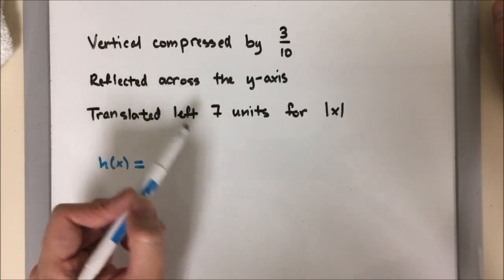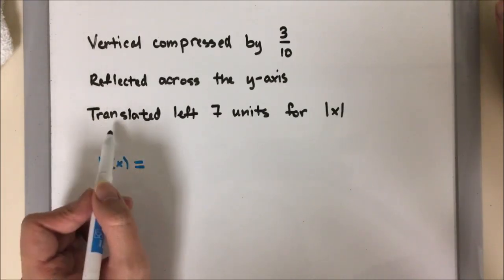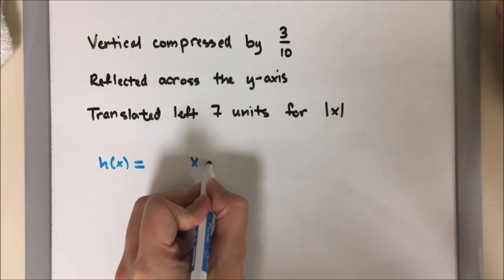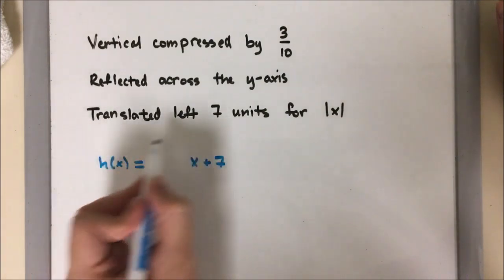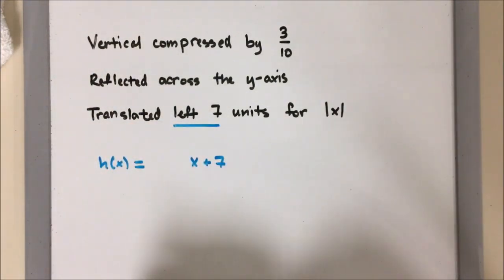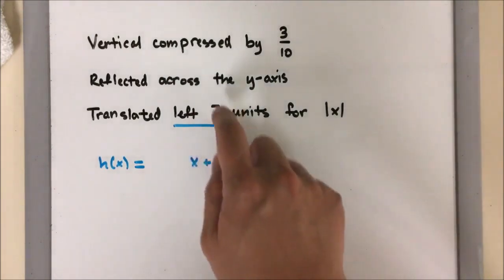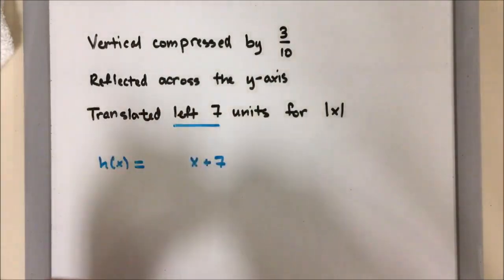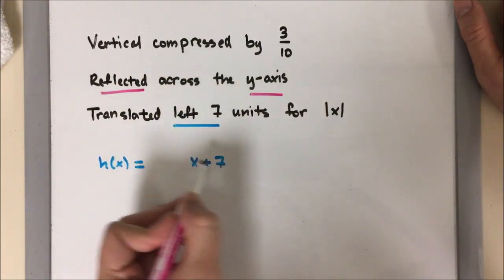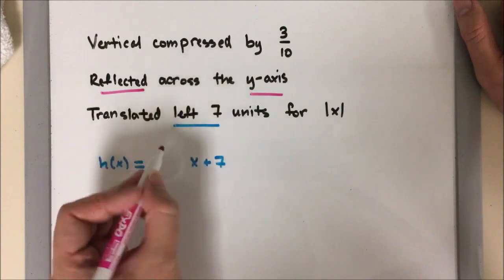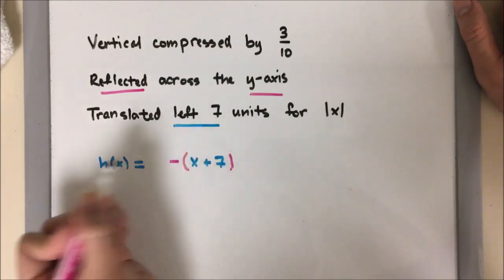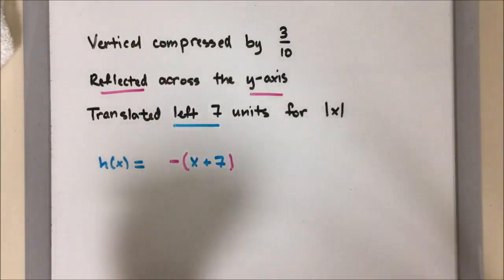Now you can start in any particular order. So for example, if I say translate left 7 units, you can write x plus 7. Now, what I'm going to do is check the other transformation. This one says reflected across the y-axis. That means the negative sign is going to be on the inside. So I have to include a set of parentheses with the negative in the front because the x has a number.